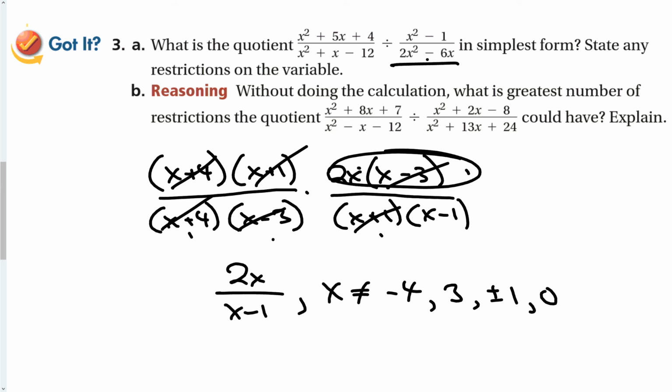Without doing the calculation, what's the greatest number of restrictions the quotient can have? Well, it could have 2 for this one, 2 for this one, and 2 for this one. So it could have 6 restrictions. And we almost had all 6 right here, but we only had 5 because these 2 cancel.